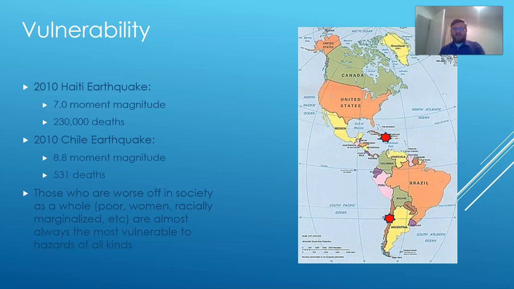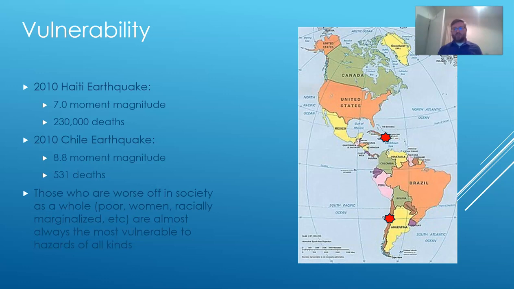The effects of it are still being felt even today, over a decade later. So it was a massively destructive earthquake. That same year, we had an earthquake in Chile that was an 8.8 moment magnitude. And so if you remember, the moment magnitude scale is logarithmic. So an 8 would be 10 times as much energy being released as a 7. And then a 9, 8.8 is almost 9. A 9 would be 100 times as destructive as a 7.